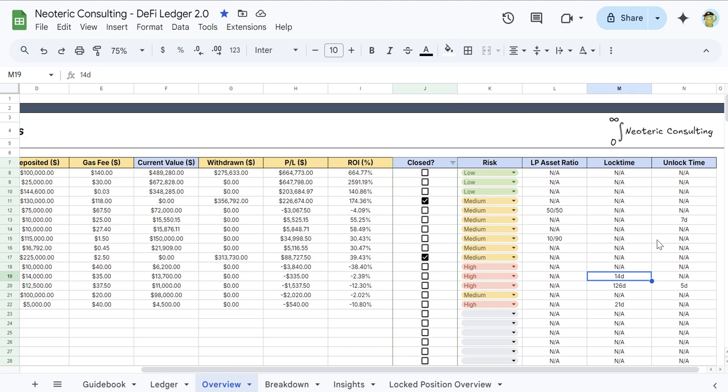And keep in mind that there is a distinction, of course, between lock time and unlock time. Lock time being, let's say that you locked some tokens in some sort of gauge. Like, let's say you locked Curve tokens for veCRV.